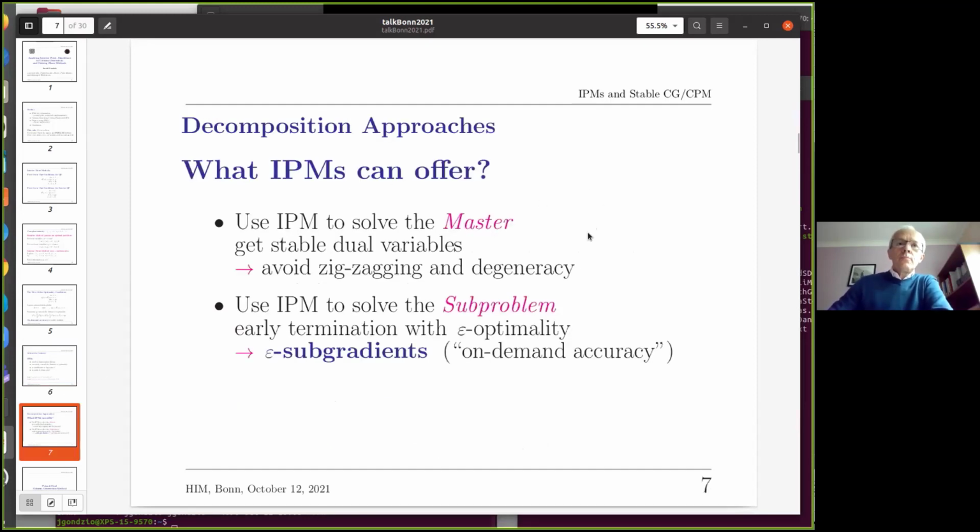Now, in decomposition approaches, what interior point methods can offer is that we can apply them both to solve the master problem and to solve the subproblem. When we apply them in the master problem, we would expect to avoid the zigzagging and degeneracy using interior point notions, while in the subproblem, when, for example, we solve linear subproblems, we do not always have to solve them to perfect accuracy. We can stop them earlier and deliver subgradients, which in the early stage of the cutting plane method are absolutely sufficient to guarantee fast progress.